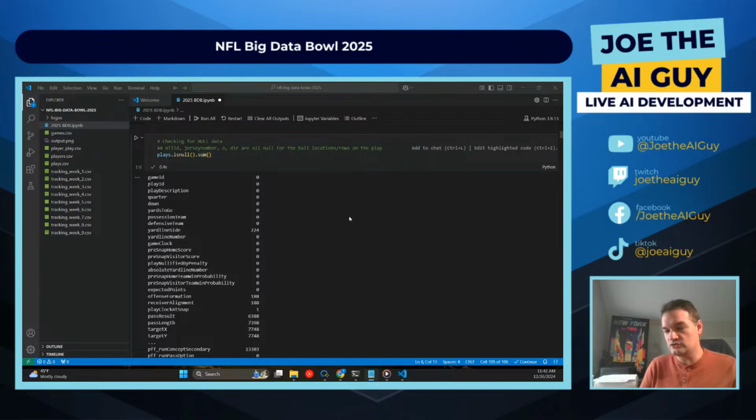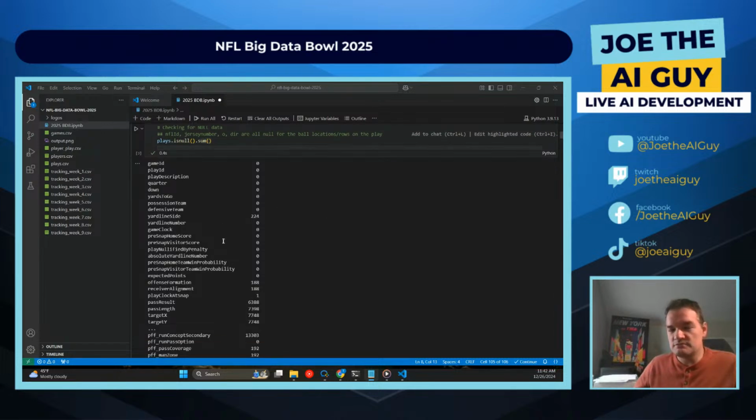Now, once you get down to things like the offensive formations and the route combinations, those are going to be more unbalanced just because it's the tendencies of those teams that compose your data set. So you'll see here the data set is pretty well cleaned up. It's way better than you would get if you got a data set in the wild.